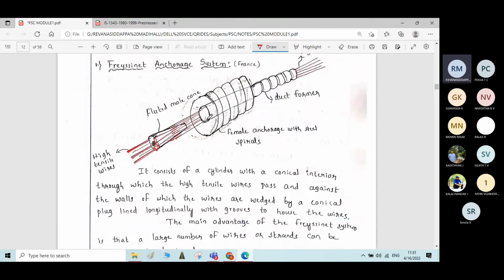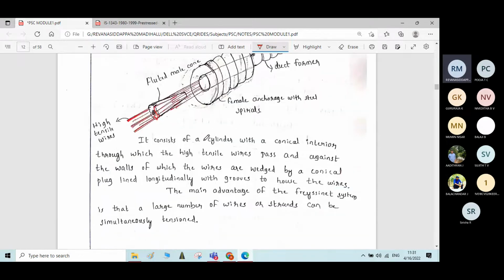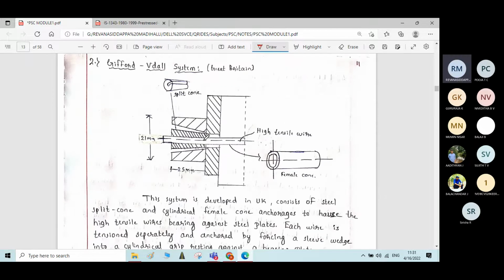So writing this figure as a neat sketch is very important, and you can add some explanation. You need to remember all these sketches.